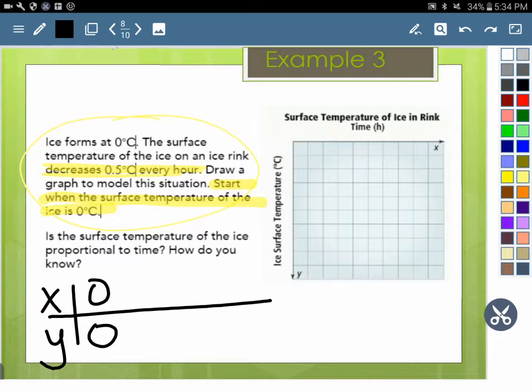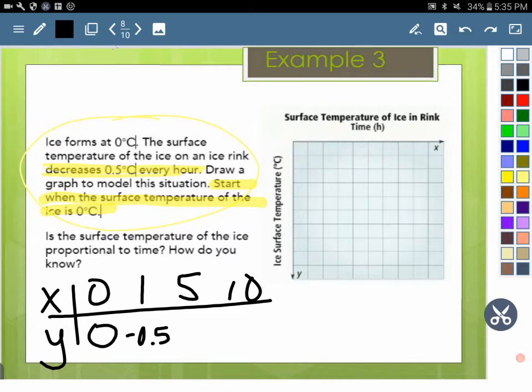But what if an hour goes by? What if 5 hours go by? What if 10 hours go by? What would the surface temperature be then? Well, it's going to keep decreasing by 0.5 degrees Celsius every hour. So if 1 hour goes by, it should be negative 0.5 degrees Celsius because that's a drop of 0.5 degrees.